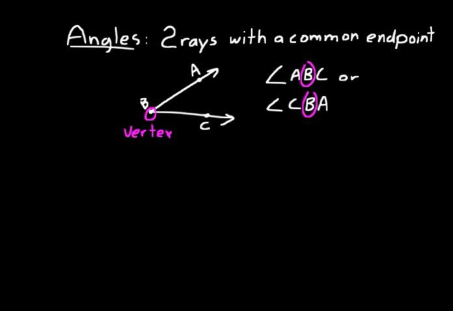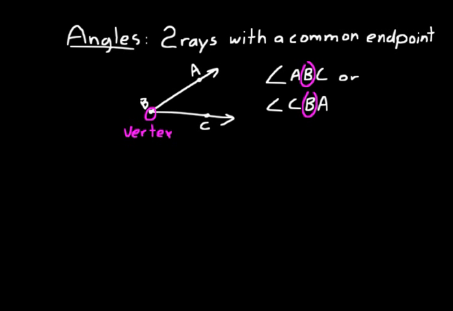So you have to have three letters to define or identify an angle, or in other words, three points. The middle one is always the endpoint of the two rays, which when we combine them like that, we call that intersection point the vertex. Lines have to be defined with two points. Angles have to be defined with three points, and the vertex is always the middle point.